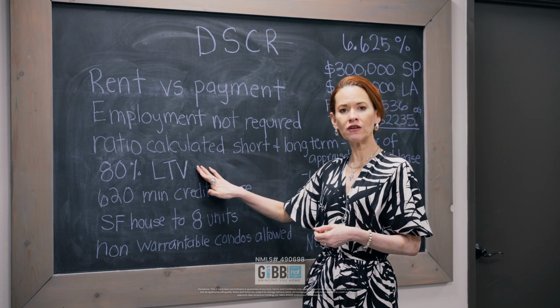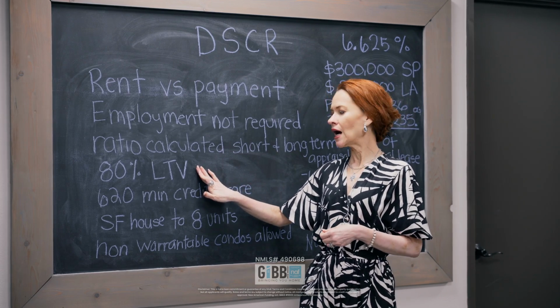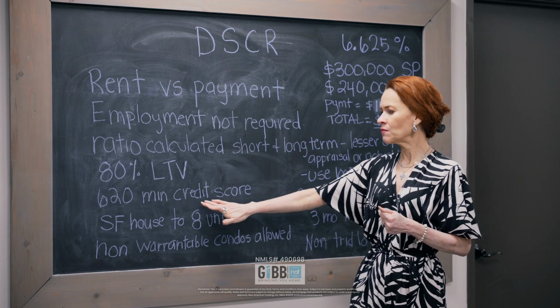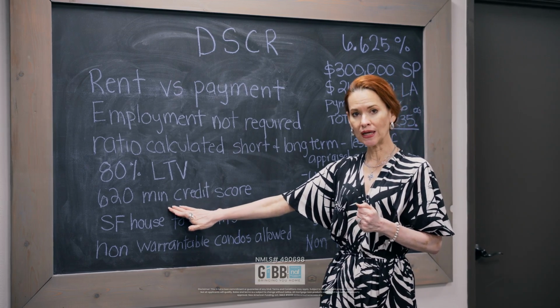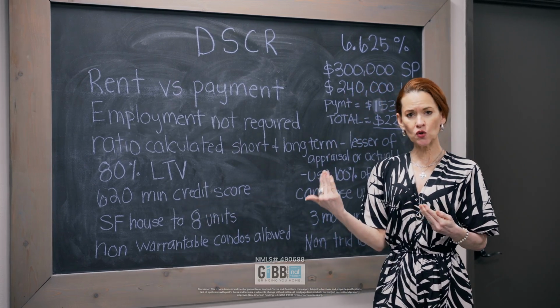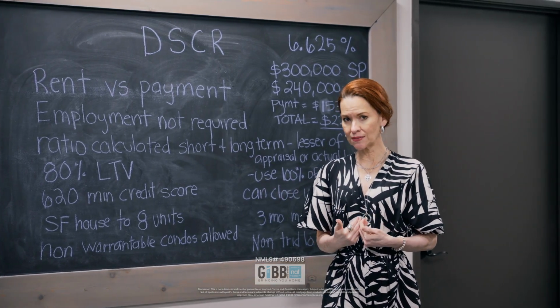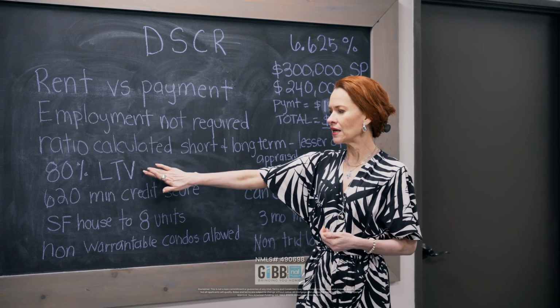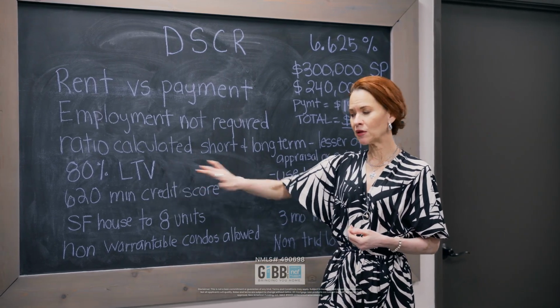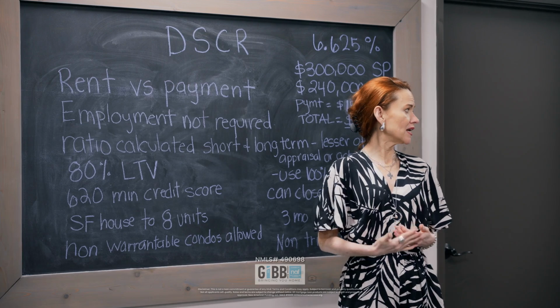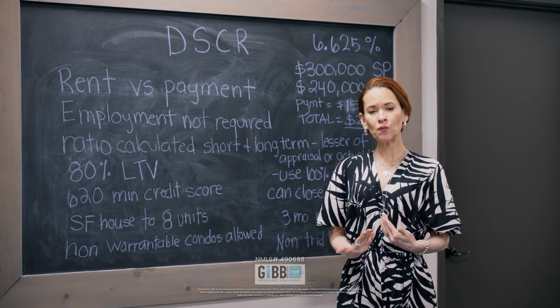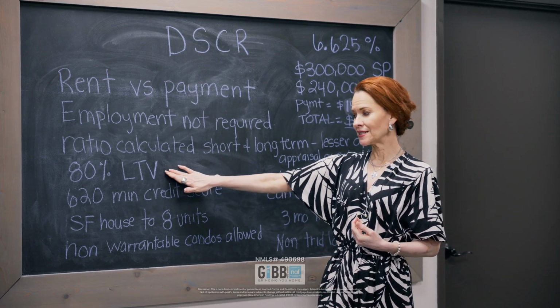It requires 20% down for these types of loans, and the minimum credit score is a 620. The higher your credit score is, the better terms you're going to get. The lower the interest rate is going to be, as well as the down payment requirement. But if you have good credit, you're able to get as low as 20% down.